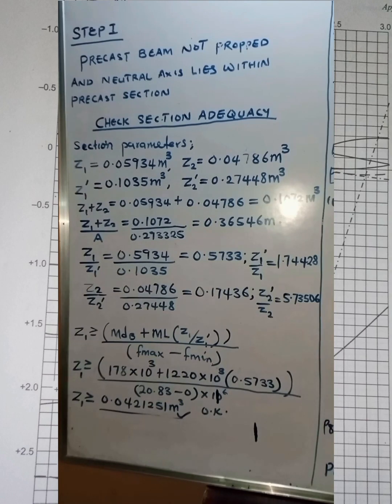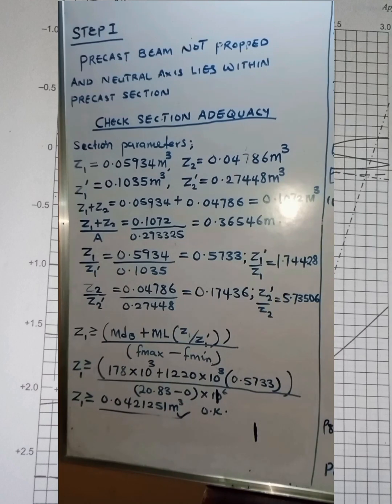Okay, now the next thing we want to do is to check whether our chosen section for this design has a sectional modulus greater than the expression we have on the board. We have Z1, our chosen sectional modulus, to see if it's going to be greater than the value gotten from the expression. So we'll have it as Z1 is greater than or equal to (MdB + ML (Z1 over Z1 prime)) in brackets. Okay, so that is what we have.